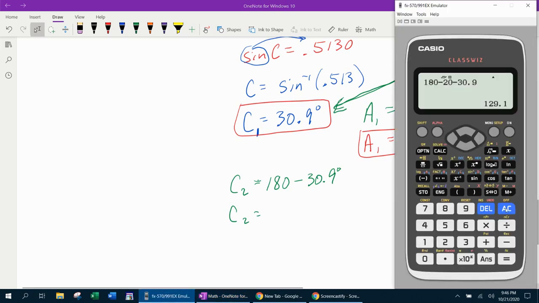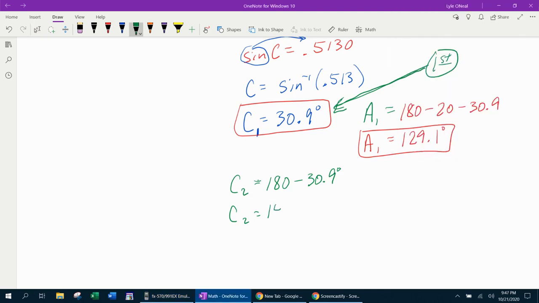On the calculator, 180 minus 30.9, SD, so 149.1. If there is a second angle C, that's what it's going to be. And now we have to look for the second angle A.